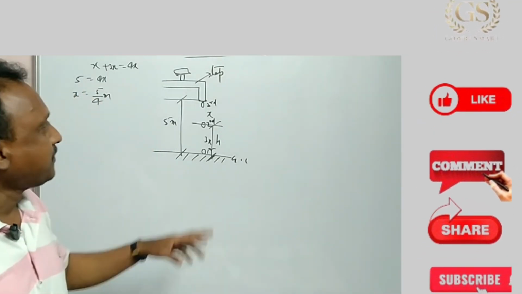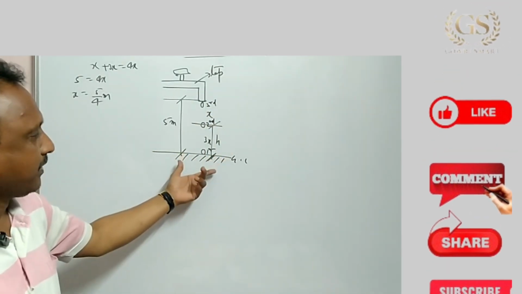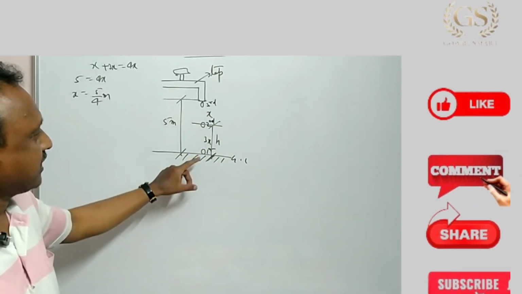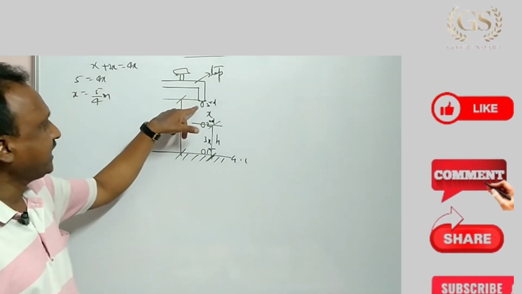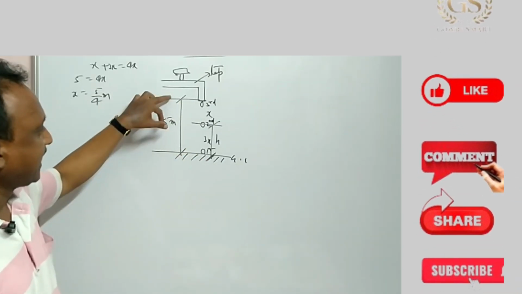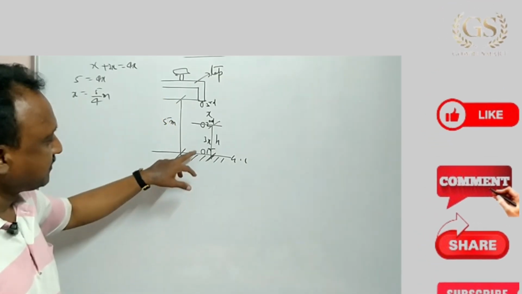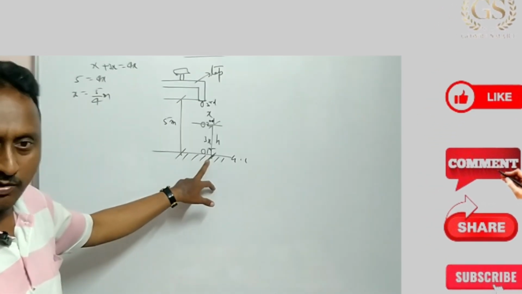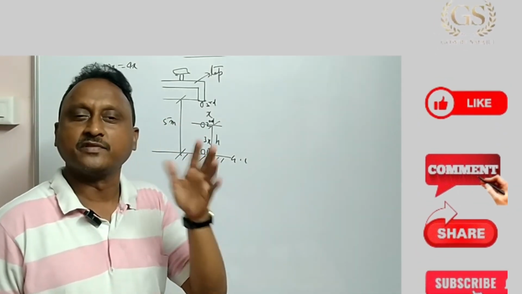Hi friends. See, in kinematics part 1, we have discussed a problem called the tap problem. There the question was, water droplets are falling freely from a tap which is kept at a height of 5 meters above the ground level. By the time the first drop touches the ground, the third drop is leaving the tap. What is the height of the second drop?